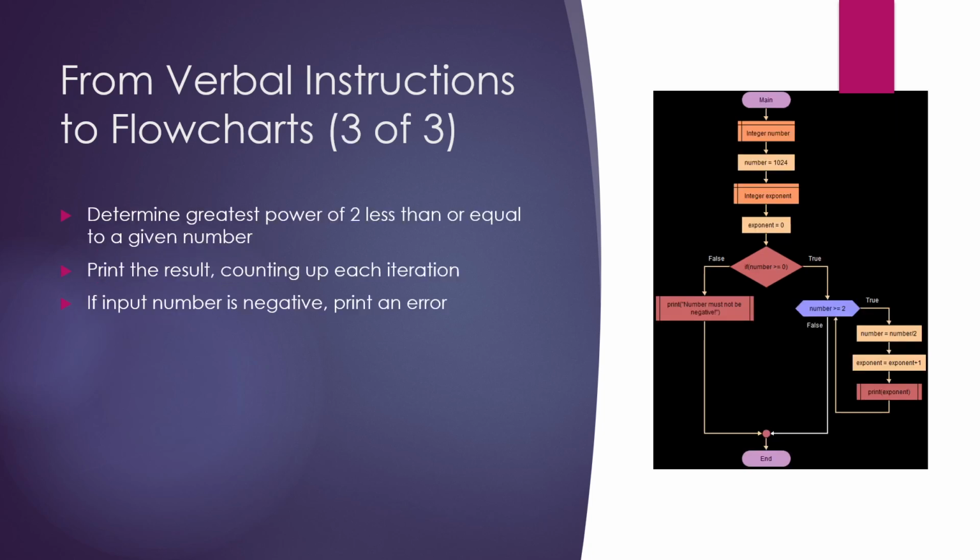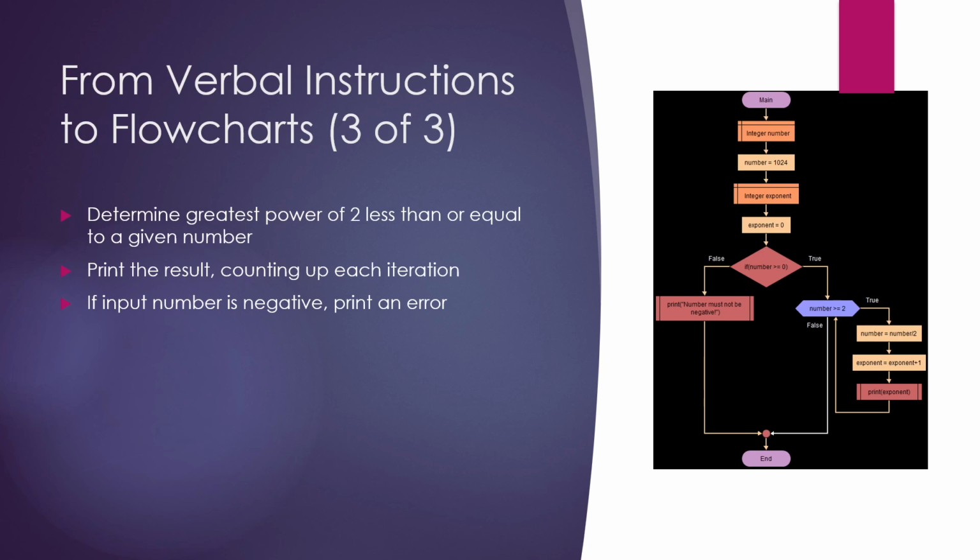Moving on to our more complicated example, we are to determine the greatest power of 2 less than or equal to a given number. Print the result, counting up each iteration. If input number is negative, we print an error. So you see we have multiple instances of branching code. We have our conditional statement and we have a loop. So we have our integer, which is number. We are giving it the value of 1024.